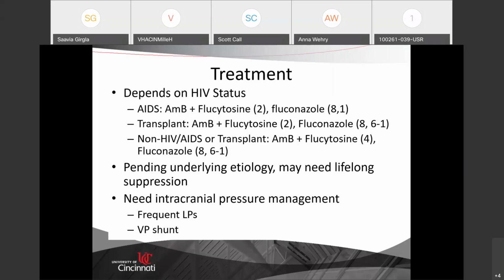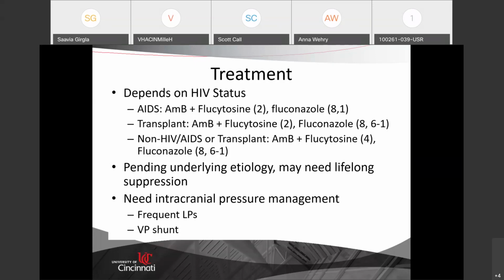If they have AIDS, you want amphotericin plus flucytosine for 2 weeks, and then 8 weeks of fluconazole at high dose, and then 1 year at least of fluconazole. For transplant patients, similar, but you may be able to get by with 6 to 12 months of fluconazole. For non-HIV or transplant patients, you can do amphotericin plus flucytosine, and they recommend for 4 weeks, and then fluconazole for 8 weeks, and then 6 months to 1 year.